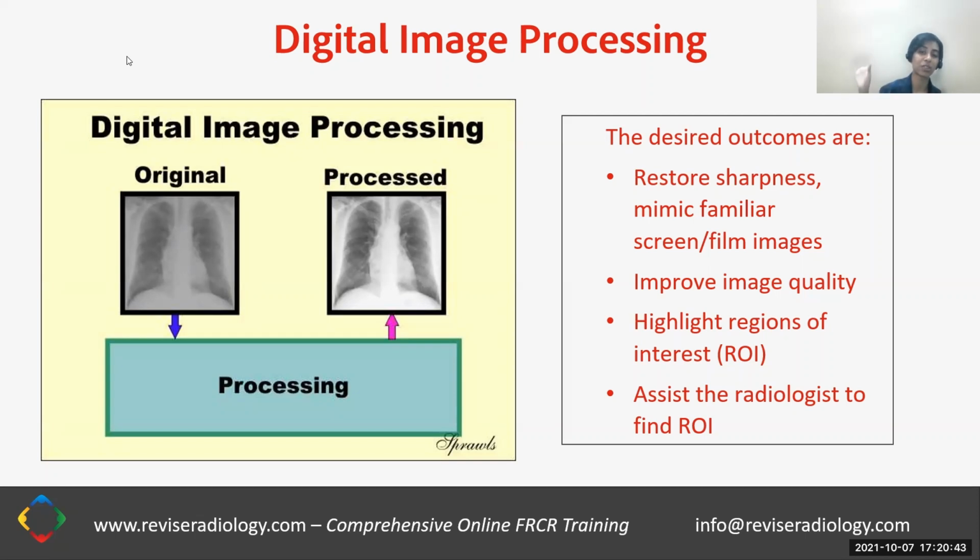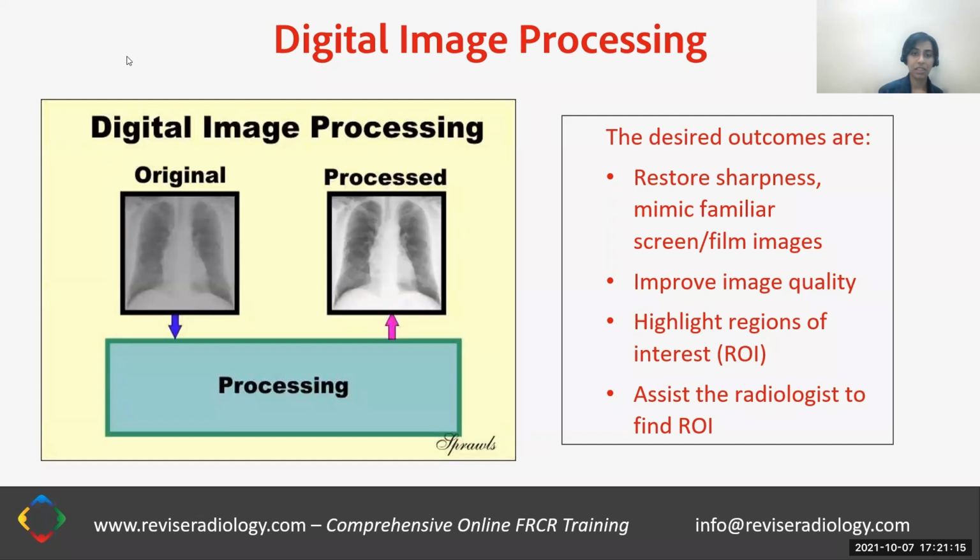So the job of the digital image processing unit is to turn this into an image which is optimized for the eye of the radiologist to look at. It also mimics these familiar images which are produced by traditional imaging techniques. However, these are things which you could achieve by having a very knowledgeable operator or by improving your imaging equipment itself.